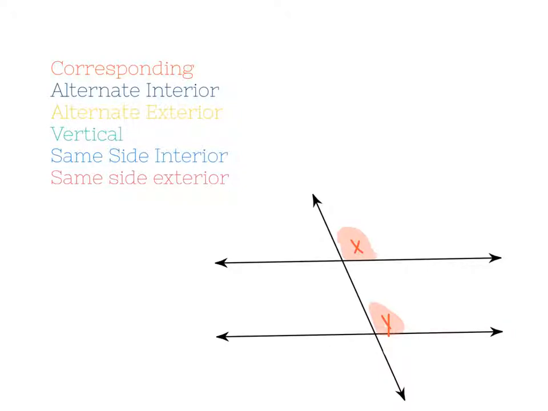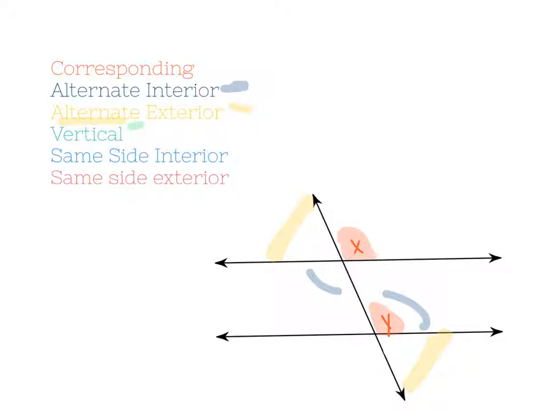Let's look at another pair. Alternate interior, that would be like this one and this one, because they are inside the parallel lines, but on alternating sides of that transversal. We also have alternate exterior, which would be like this and here. They are on alternate sides of the transversal on the exterior of the parallel lines.